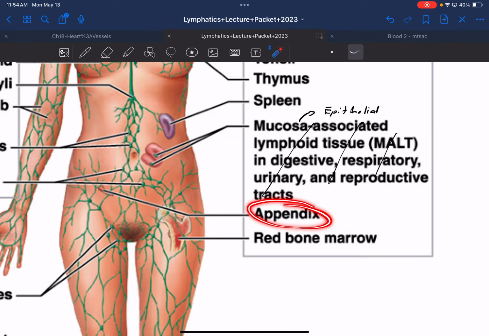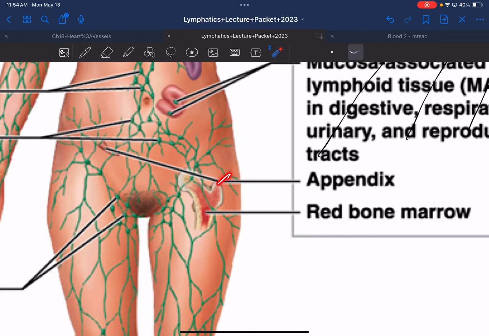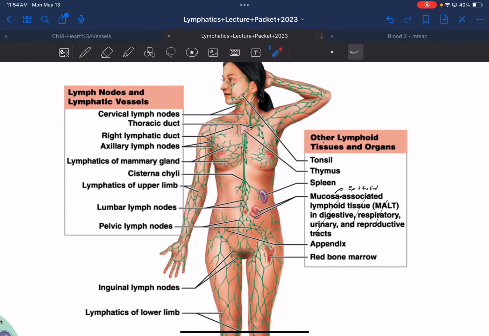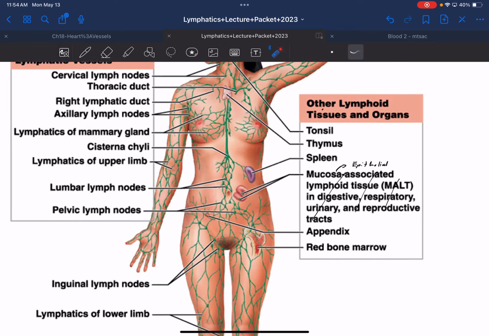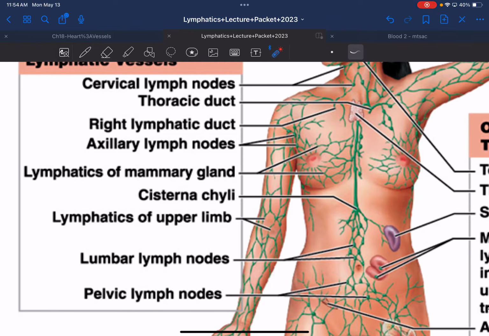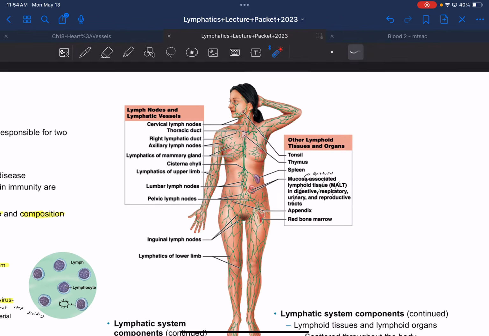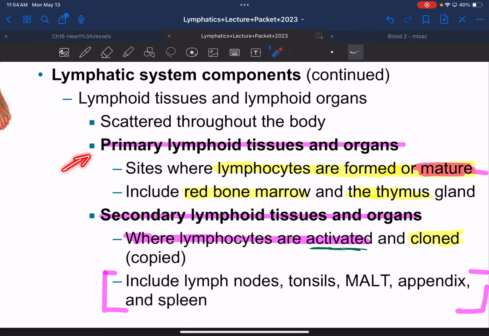But then also the appendix, and then even red bone marrow is considered part of the lymphatic system because it is the site where lymphocytes originate. It's where lymphoid stem cells come from. And then all of these ducts, don't worry, I know it looks very intimidating, but we're going to cut out a lot of this for our exam. And so we'll talk about what makes something primary and what makes something secondary as we keep going.